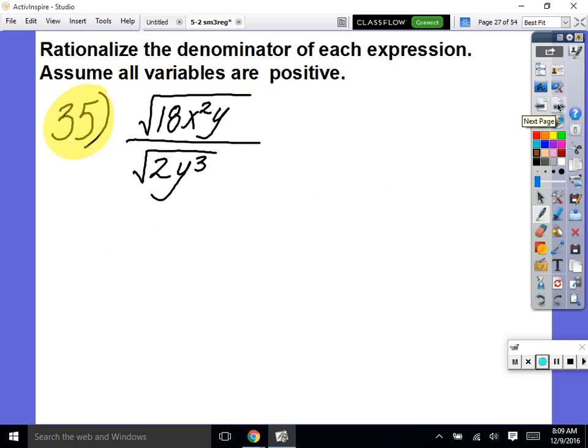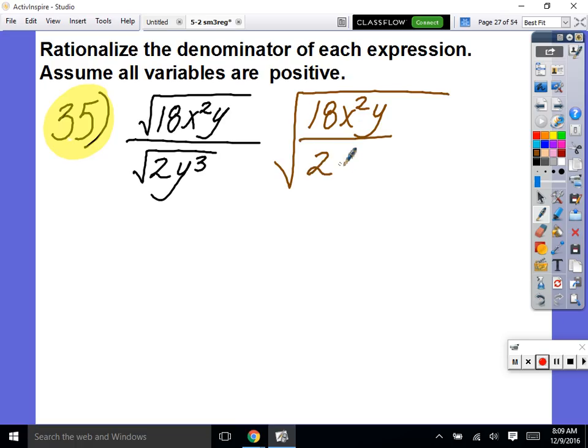Okay, look at 35. So notice how it says rationalize the denominator. It would be very smart for you to first put it together, simplify what you can, and then see if you still need to rationalize. So let's put this one together. So we're going to put it under the same square root. That's 18x squared y on top. And on bottom we have a 2 and a y cubed. Does everybody see how it's the exact same thing? I've just rewritten it under the same radical now.